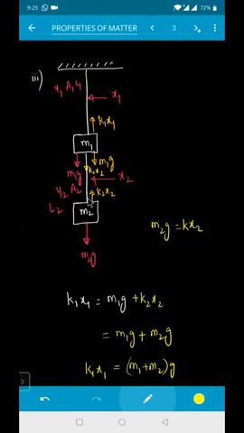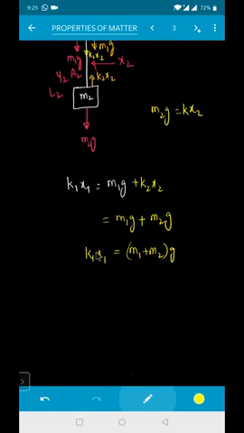This one is M2 into g. In this wire, K2 X2. So here it is also K2 X2. K2 X2 is in the downward direction. M1 into g is in the downward direction. So K1 into X1 will be equal to how much, beta? M1 into g plus K2 into X2. This K2 into X2 is equal to how much for me? M2 into g. So I am getting K1 X1 is equal to M1 plus M2.